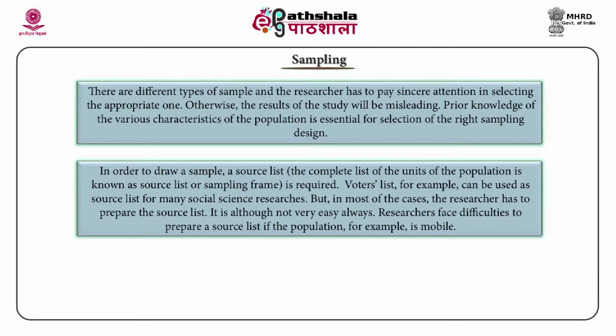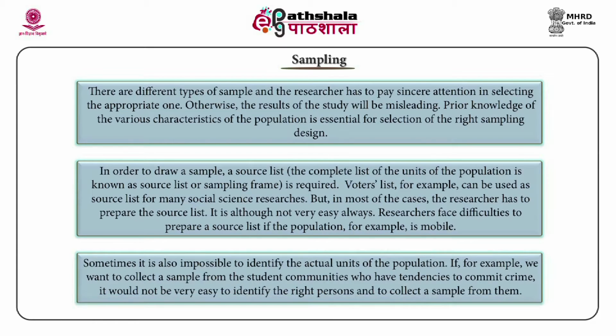Voters list, for example, can be used as a source list for many social science research, but in most of the cases, the researcher has to prepare the source list. It is although not very easy always. Researchers face difficulties to prepare a source list if the population, for example, is mobile. Sometimes it is also impossible to identify the actual units of the population. If, for example, we want to collect a sample from the student communities who have tendencies to commit crime, it would not be very easy to identify the right persons and to collect a sample from them.